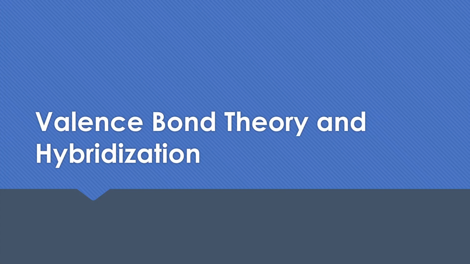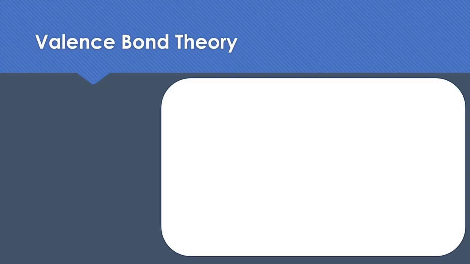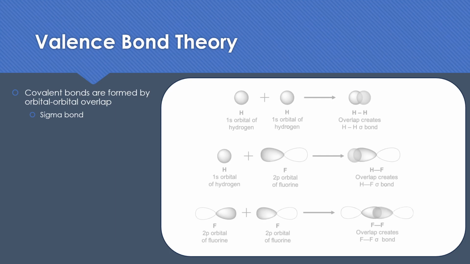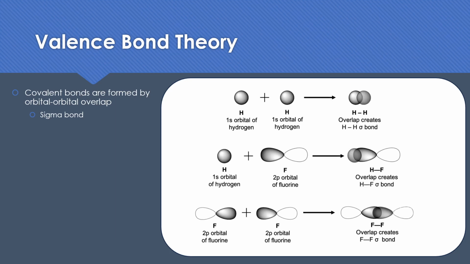All right, let's talk about valence bond theory and hybridization. Valence bond theory basically says that covalent bonds are formed by orbitals overlapping from individual atoms. So you have your 1s orbitals of hydrogen, they overlap, and you get hydrogen. The 1s orbital of hydrogen with a 2p orbital of fluorine overlap, and I get hydrofluoric acid. Fluorine and fluorine, 2p orbitals overlap.